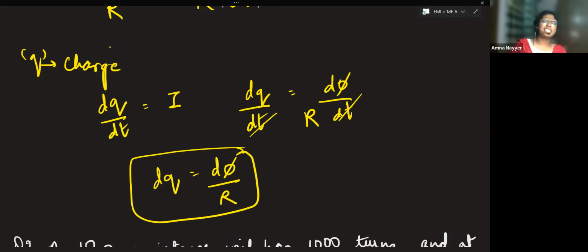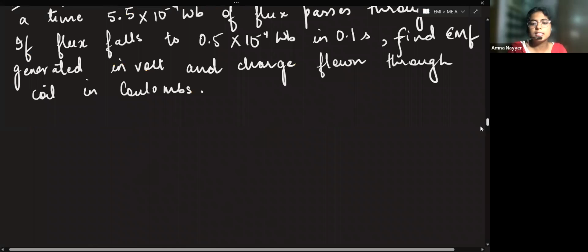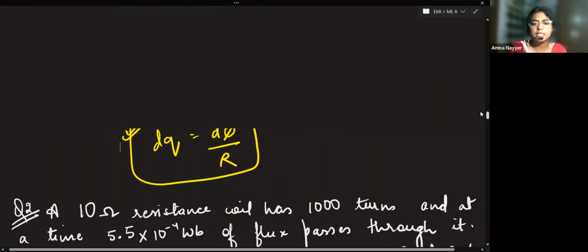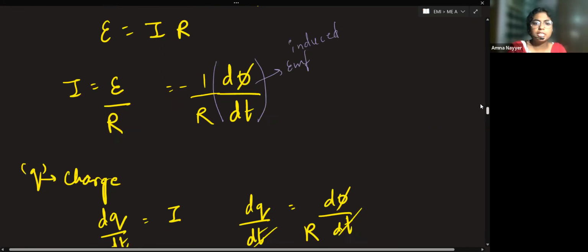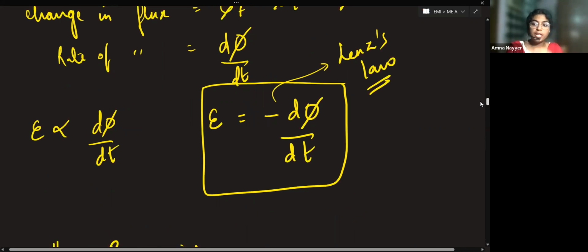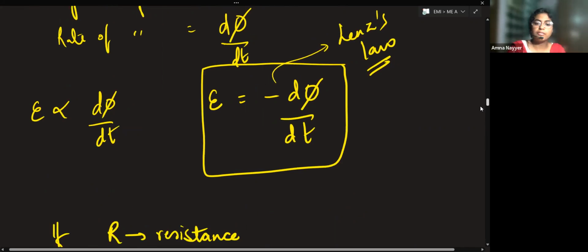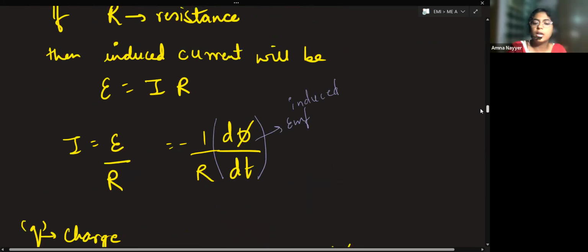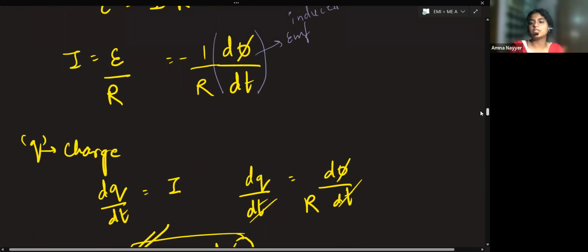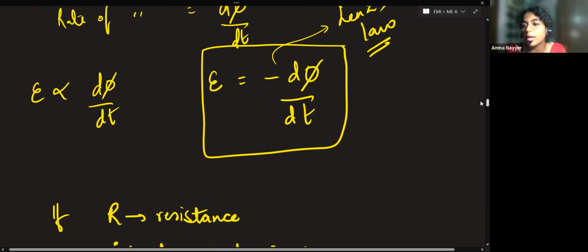The maximum of the question is difficult, then only this will be asked. Usually E is equal to minus d phi over dt can be easily given. So first is E is equal to minus d phi over dt. Then you have the value of current. Then you have it in terms of the value of charge. Main formula is E is equal to minus d phi over dt.